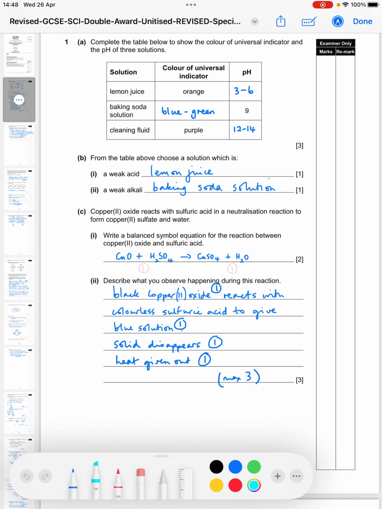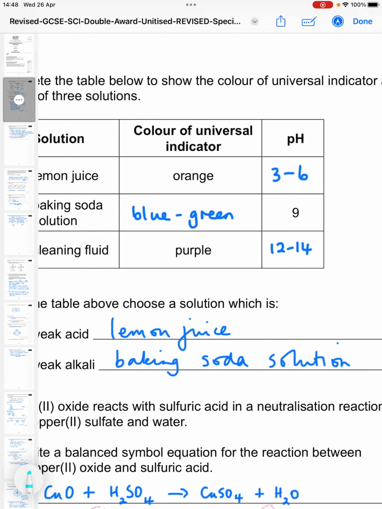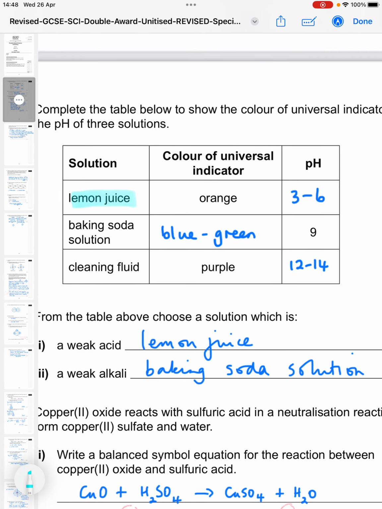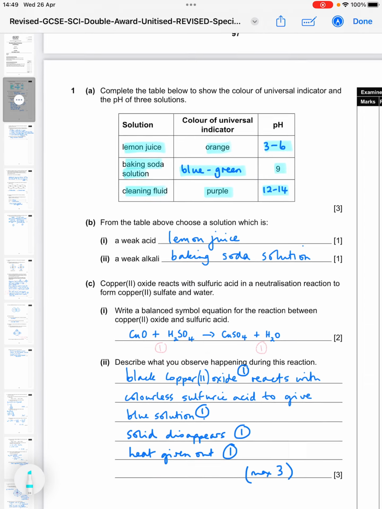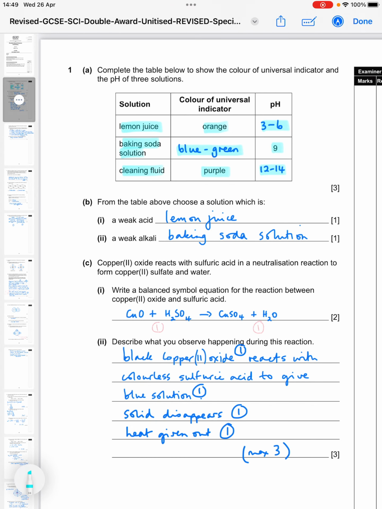So question 1 is asking you to complete a table showing the colours of universal indicator and the pH of 3 solutions. So the 3 solutions are lemon juice, baking soda solution and cleaning fluid. And it's giving you the colour of the universal indicator for lemon juice is orange. So the pH there they would have accepted between 3 and 6. For baking soda solution the pH is 9 and the acceptable colour there was blue-green. And for cleaning fluid, which is purple, the pH could have been 12, 13 or 14, anything in that range.